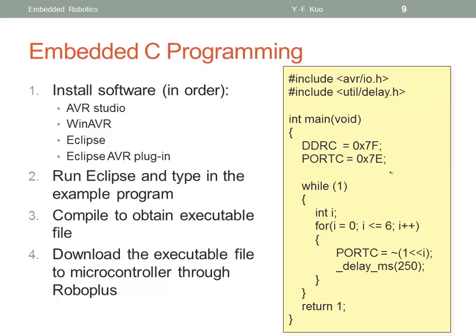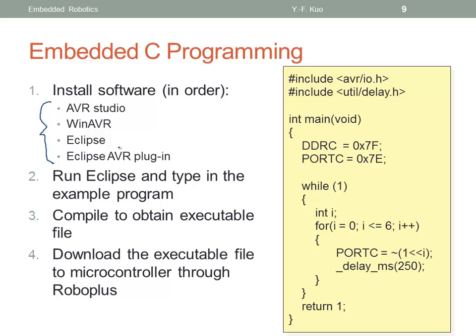Basically, I have to assume that you have installed some software on your PC. What you will need are four pieces of software: AVR Studio, WinAVR, Eclipse, and the Eclipse AVR plugin. AVR Studio is software provided by the microcontroller manufacturer, Atmel. WinAVR is supplies some libraries and source files for the AVR, so we will need it. And Eclipse is basically the IDE, the integrated development environment that we are going to use.